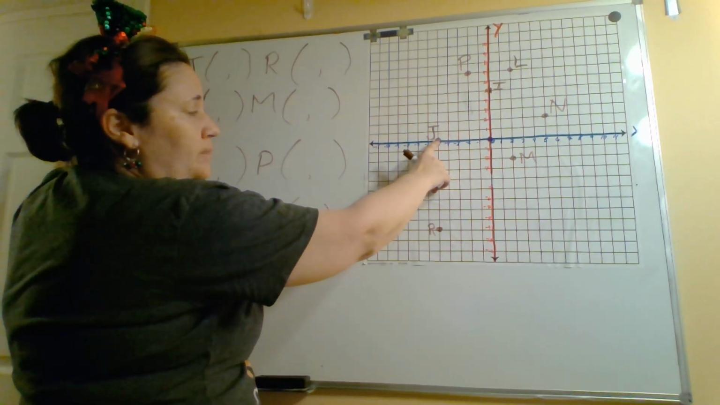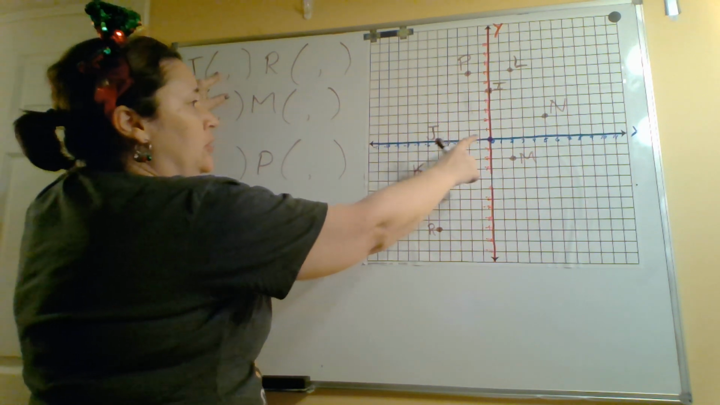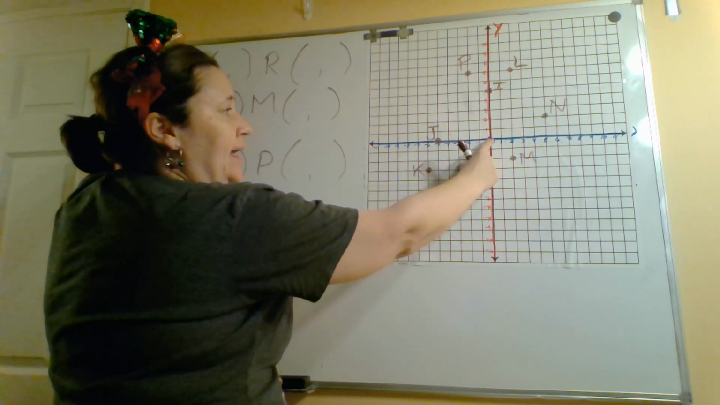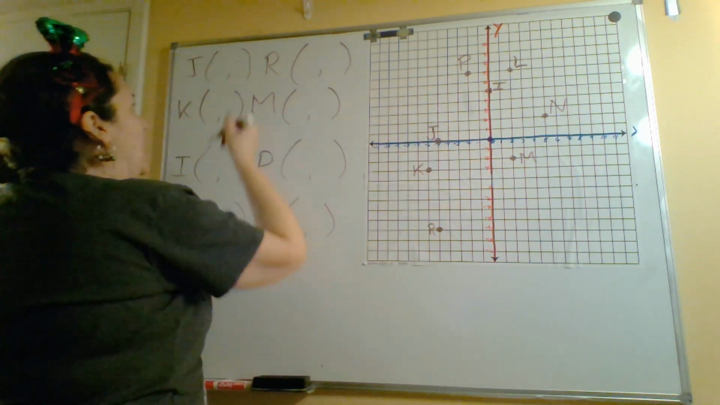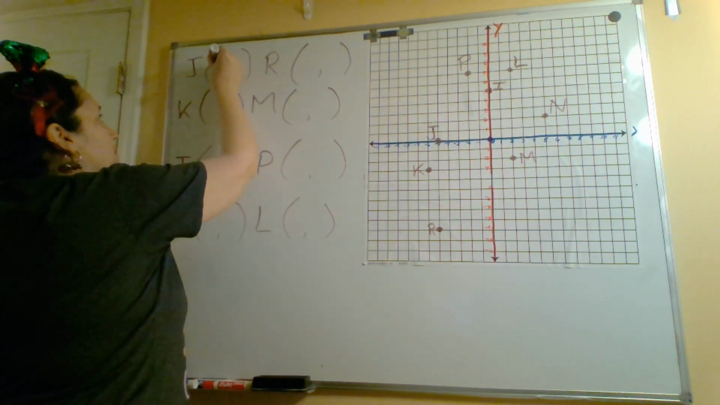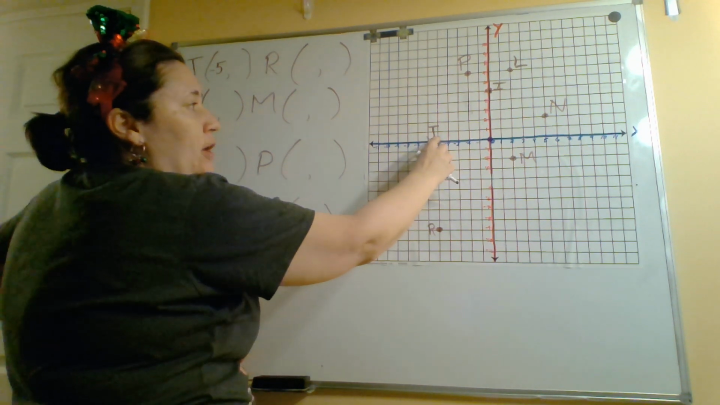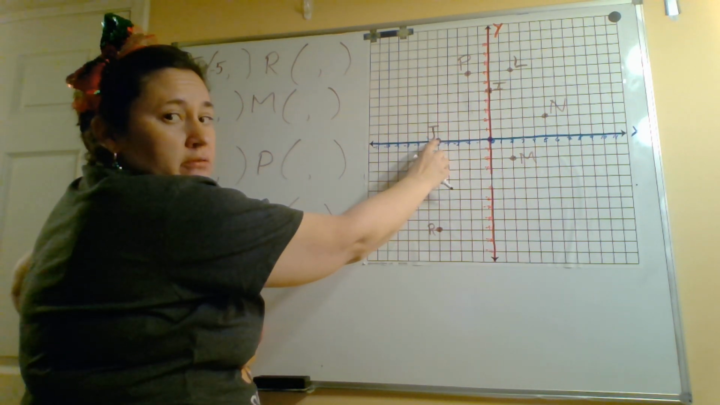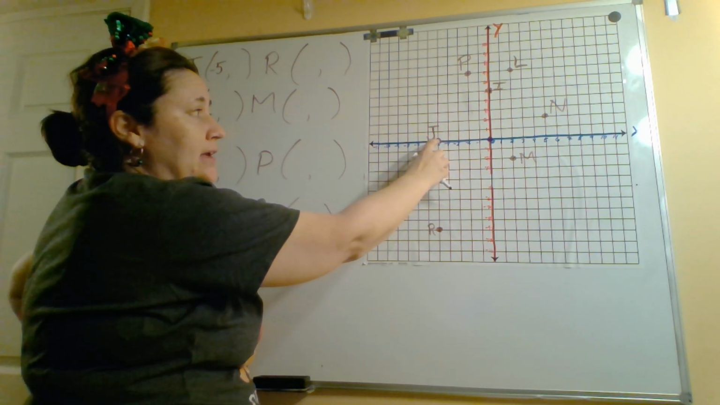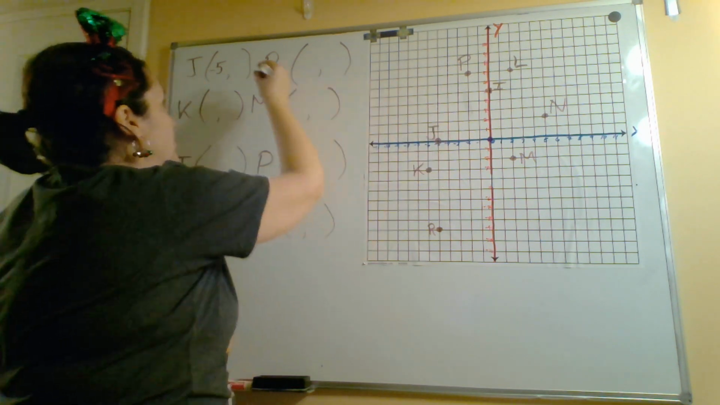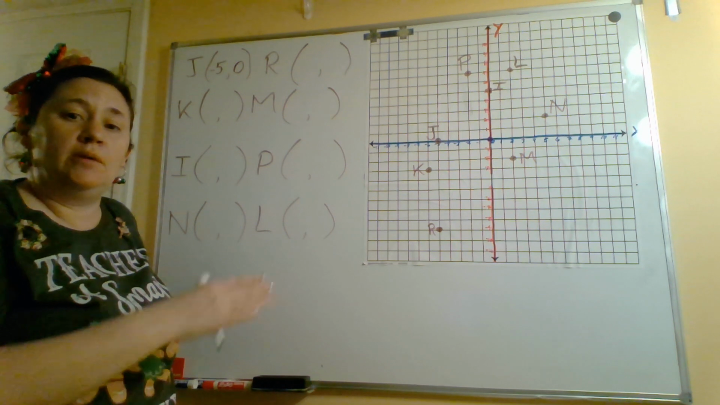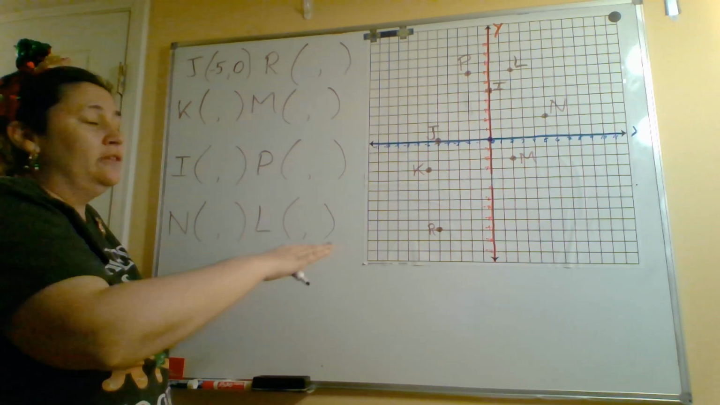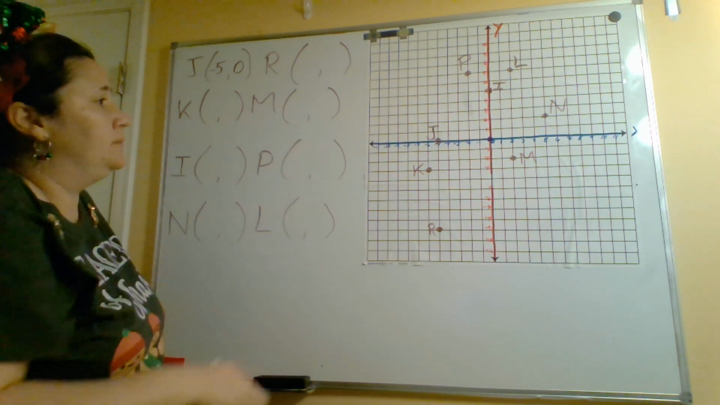J is right here. To find the first number, you need to start at the origin and say, how far did they go left or right? They went to the left 5, so that is -5. Now, did they go up and down at all? No. J is on the x-axis. They didn't go up or down, so the second number is 0. Remember, the first number says left or right. The second number says up or down.